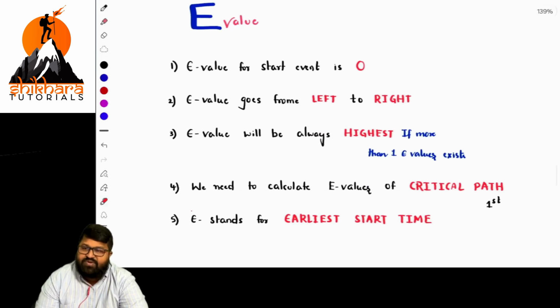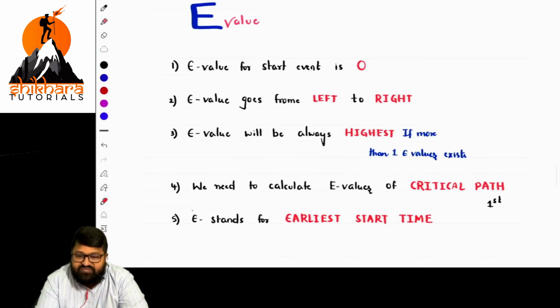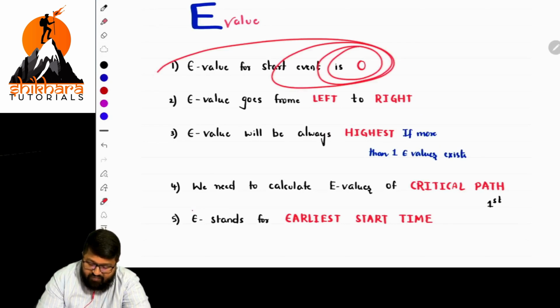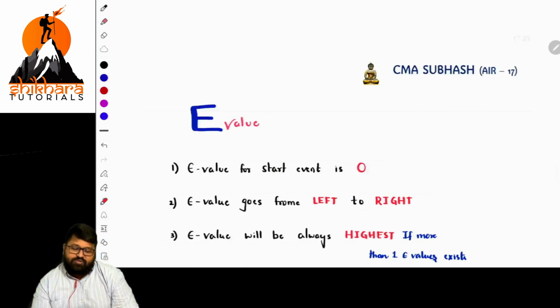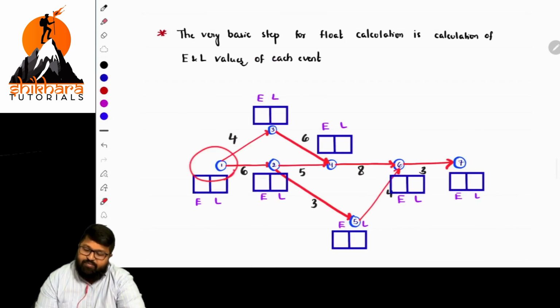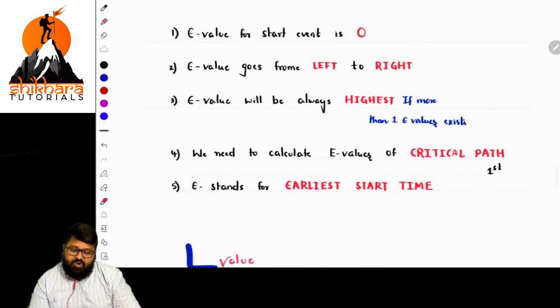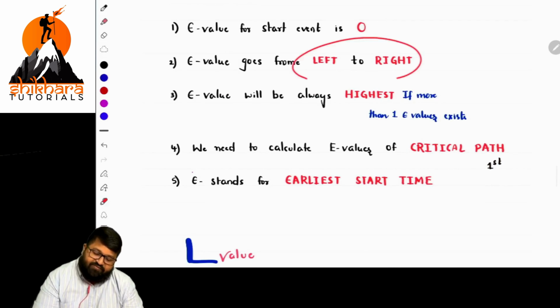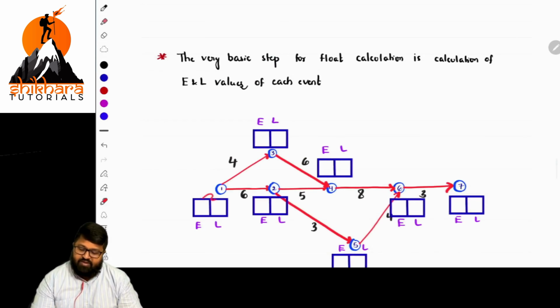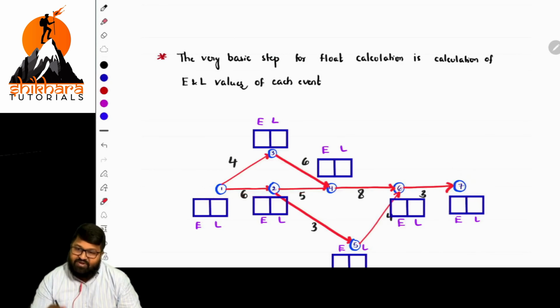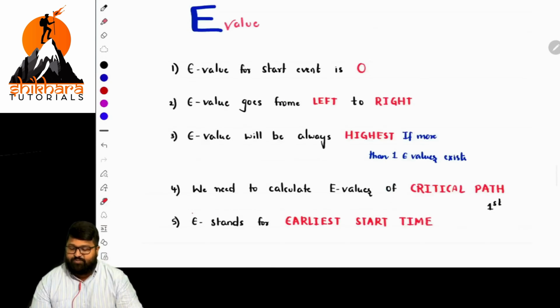So these are the rules for E value calculation. What are the rules for E value calculation, sir? The E value of a starting event will always be 0. So here, what is the starting event? 1 is the starting event. For that, the E value will be 0. Clear? Next, what is the next point? E value goes from left to right, never from right to left. Left to right.